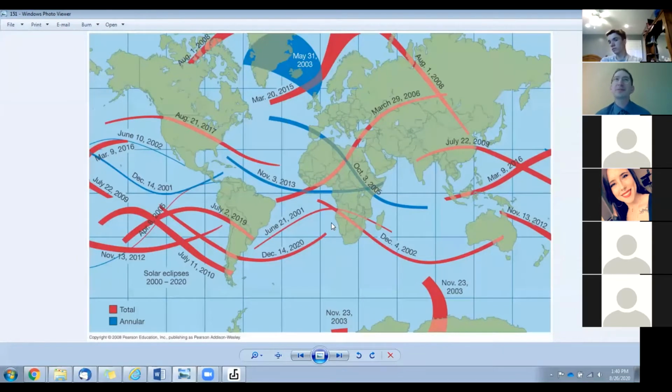Through the beginning of 2000 to the end of 2020. And looking at this, we've experienced all of these now, except I think this one, December 14th, 2020. We'll have one pass through lower South America, Chile, and Argentina. This one that happened last summer passed right over my telescopes, but I wasn't able to get there to see it.